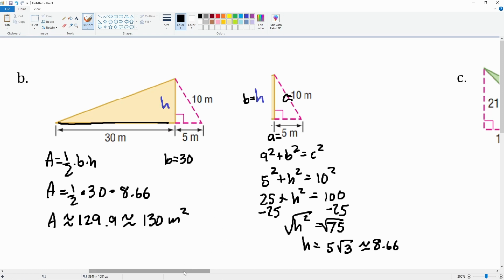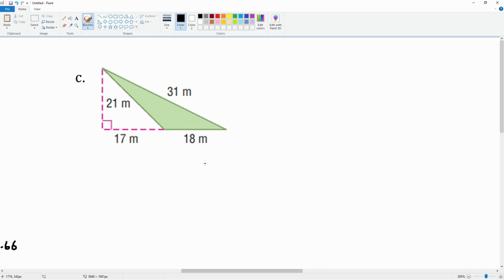Okay, let's look at C here. All right, so let's see. The area is 1/2 base times height. Do we have the base? Yes, we do. It's right here. Base equals 18. Do we know the height that is perpendicular to that? Yes, we do, which is 21. We have the height, which is 21.